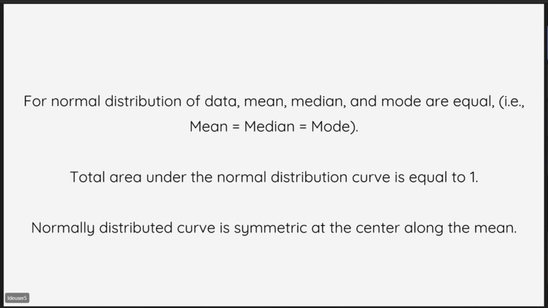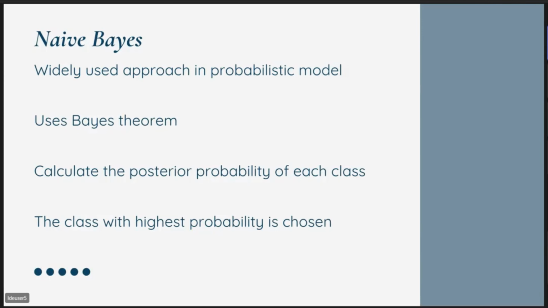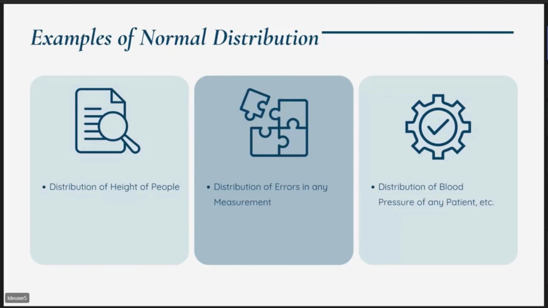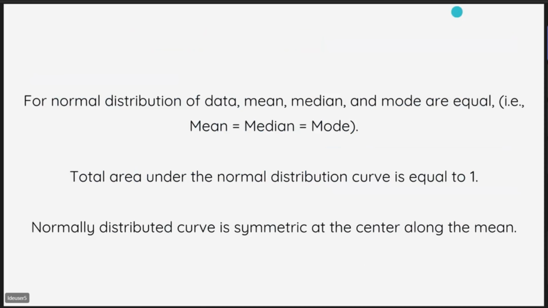So when mean, median, and mode are the same, it means that your distribution is following a normal distribution, right? The area under the bell curve is told that the entire area is equal to 1, right? And a normally distributed curve is symmetric at the center along the mean. I don't have a picture of normal distribution, but anyhow, maybe I'll do one picture.